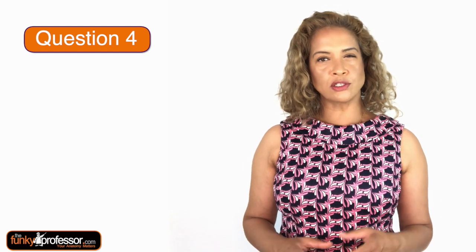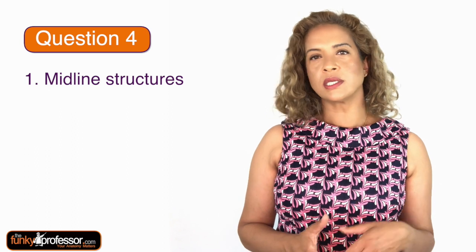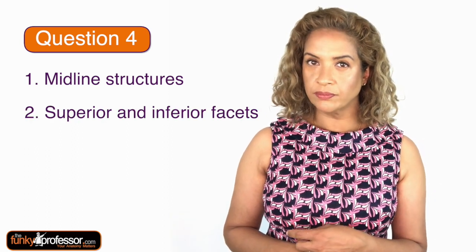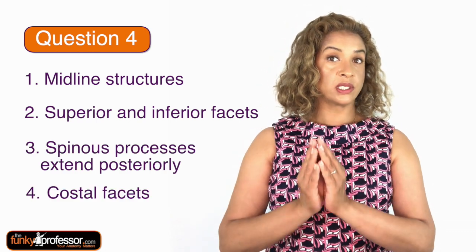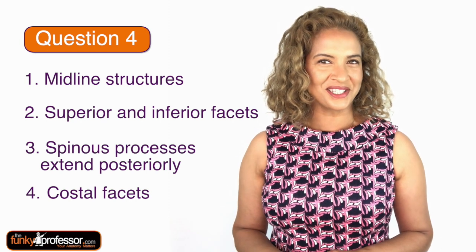Question 4 is in fact a group of structures. Now these are midline structures. The second clue is that they have superior and inferior facets. They also have spinous processes that extend posteriorly. And the fourth clue is that they have costal facets.